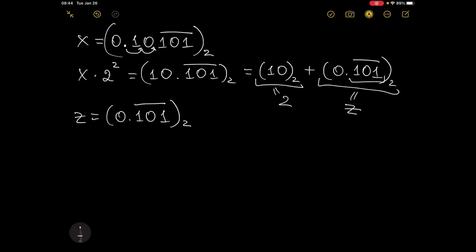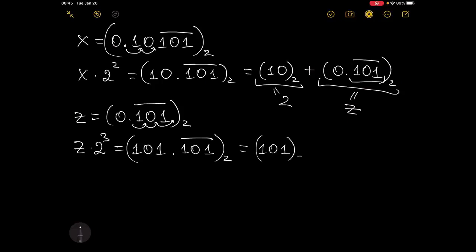Would you start just by multiplying z by 2 to the third? Yes, exactly, because essentially what I want to do, multiplying by 2 to the third, I move the radix 3 positions to the right, right? So I will get 101.101 and infinitely repeating, right? Or I can say that this is 101 binary plus, but this is nothing else but my original z, right?